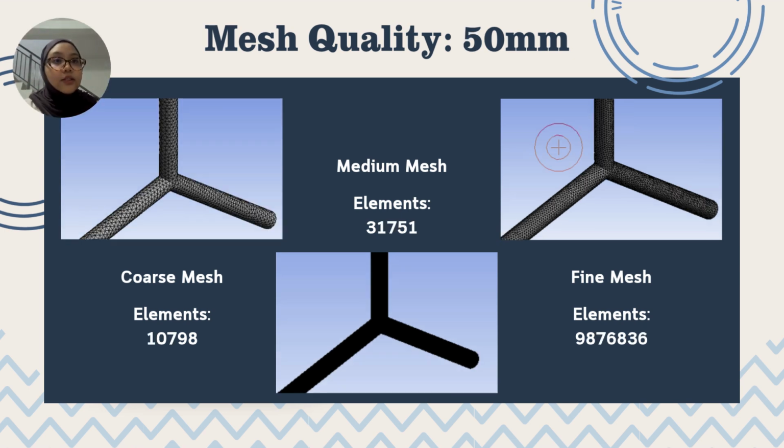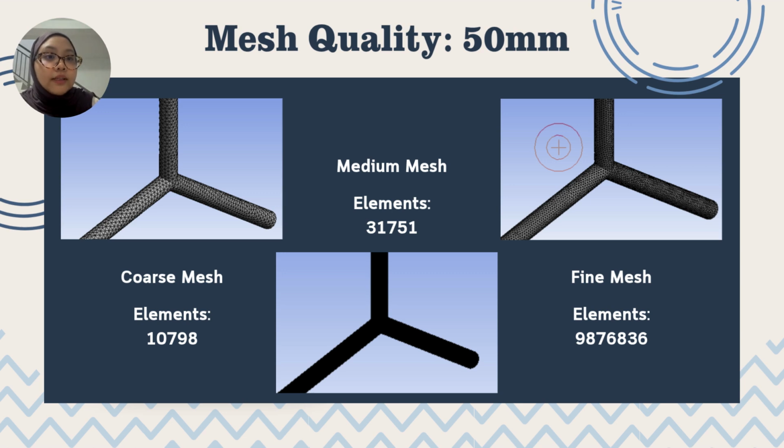Next, this slide shows the mesh quality for the 50 mm pipe model. For this model, I generated 3 different mesh sizes, which are coarse, medium and fine. The coarse mesh contains around 10,000 elements. The medium mesh has about 31,000 elements, while the fine mesh contains approximately 9.88 million elements.